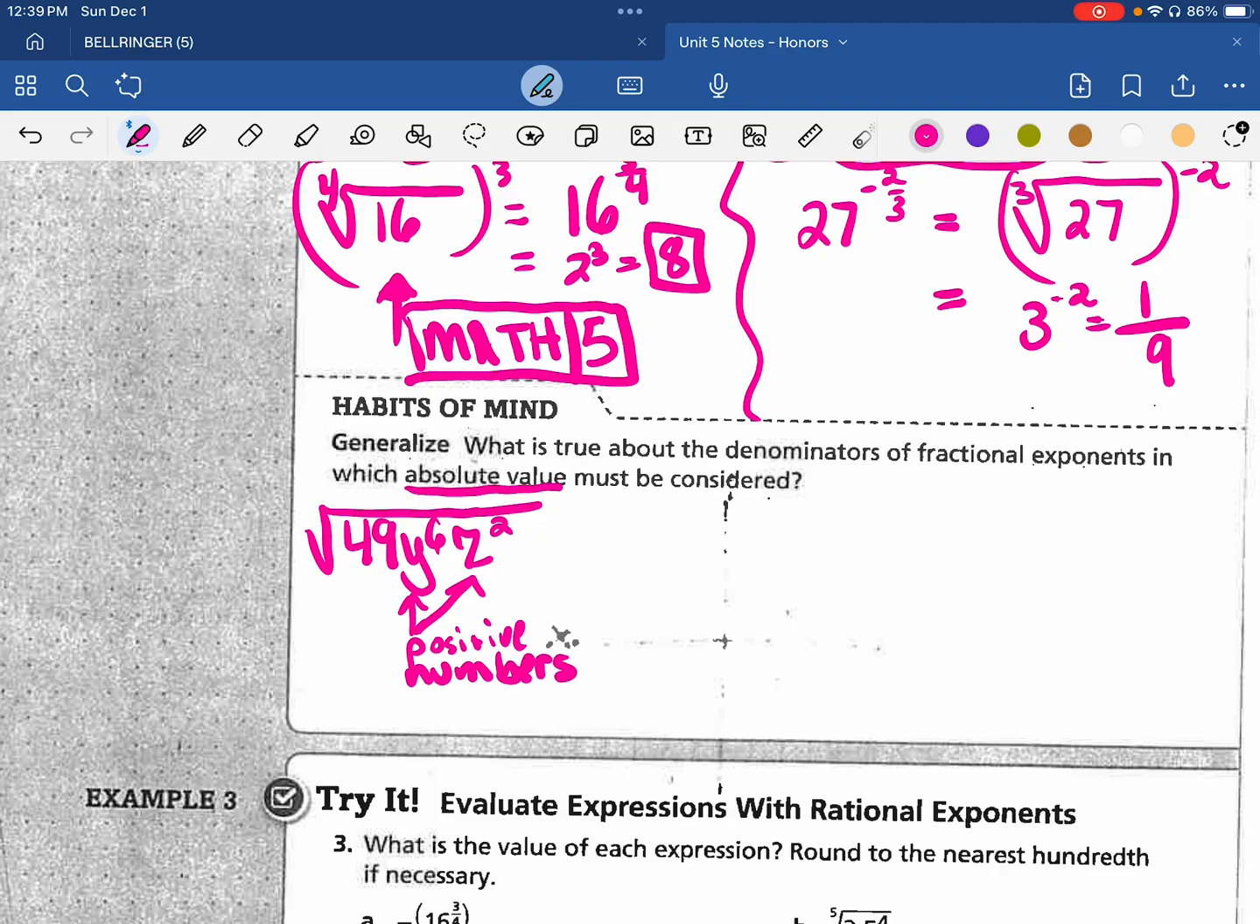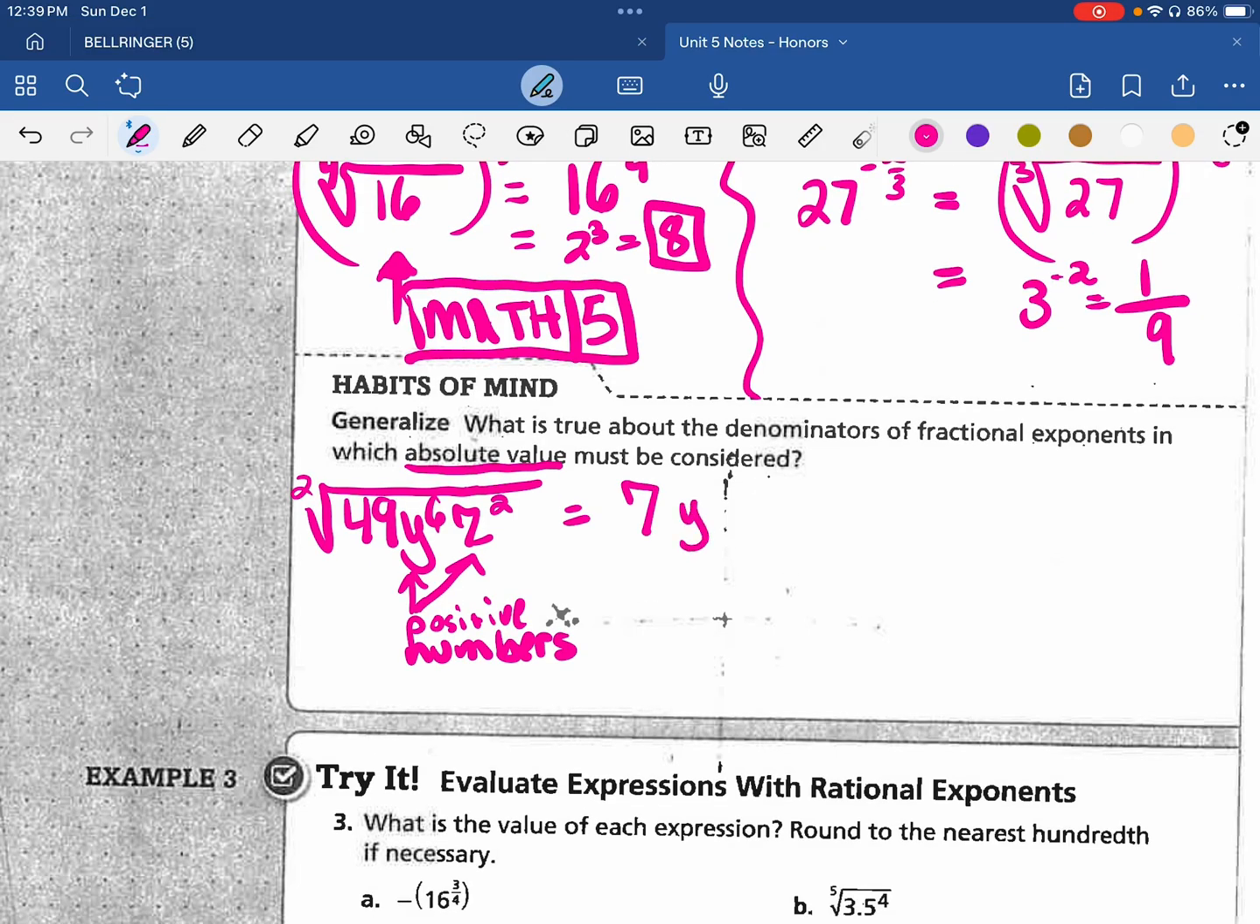Because when you take a negative to the 6th power, you get a positive. When you take a negative to the 2nd power, you get a positive. But let's evaluate what happens if we take the square root of this. We would get 49 to the 1/2, or the square root of 49, which is 7. We would have y to the 6 over 2, z to the 2 over 2, which simplifies to 7, y to the 3rd, positive z, or z.